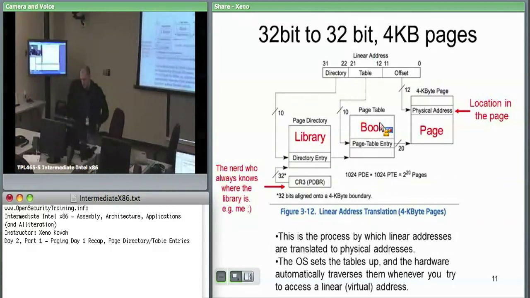So does that answer your question? The OS sets it up and the hardware traverses it, kind of says it at the bottom. Yeah, thank you. I understand the division of responsibilities better now. Good.